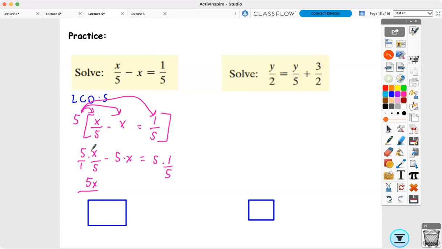Remember, top with the top, bottom with the bottom. 5, 5. What happens to the 5s when we have one on top and bottom? Cancels out. And we're left with just what? X. Excellent. So I'm just gonna write X, okay? Because, all right, so this should be just X. Now we have minus, what's 5 times X? 5x equals, now what happens on the right side? 5 times 1 over 5.